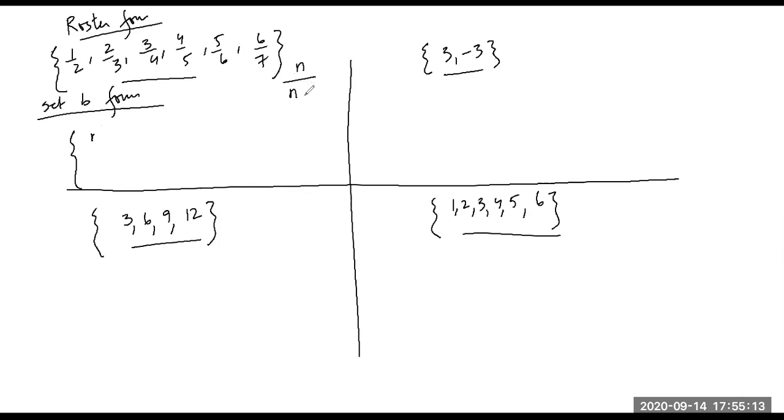Yes, Ishma? The denominator is? N by 2. No, it's not n by 2. So if this is 3, this is n plus 1. n plus 1. So how can I write this? I will not start with n.